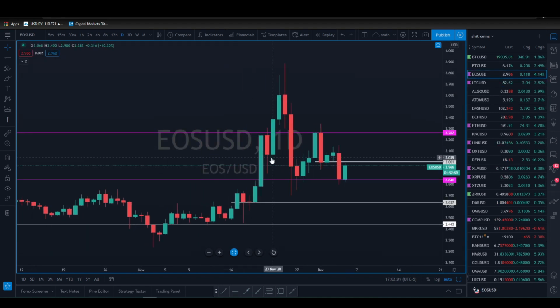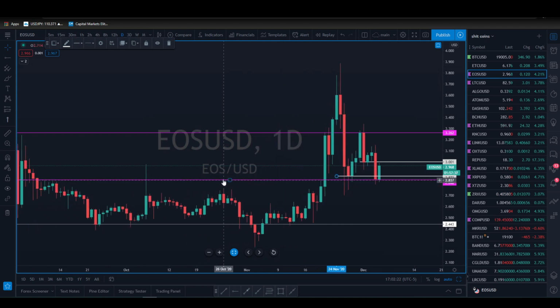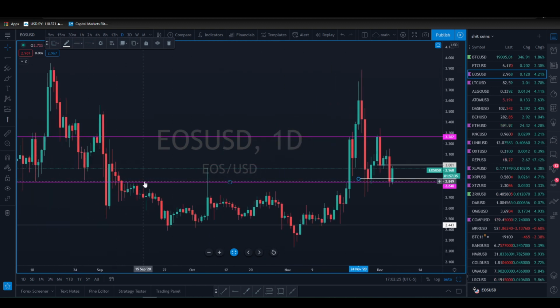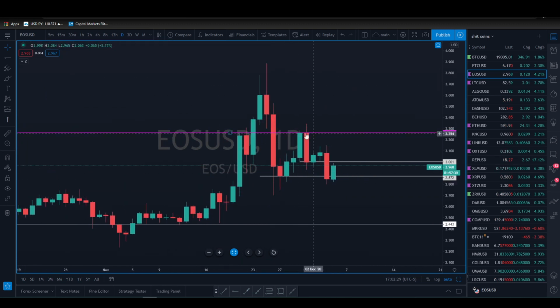EOS, you have it's made a lower high on this price swing, coming off from this market structure, sell off on Thanksgiving, lower high, and now we are making lower lows. So we closed a daily candle below this market structure here. So I'm not quite sure where I have these purple lines on here for, so let's get rid of that. This one is okay because it's delineating this market structure high.